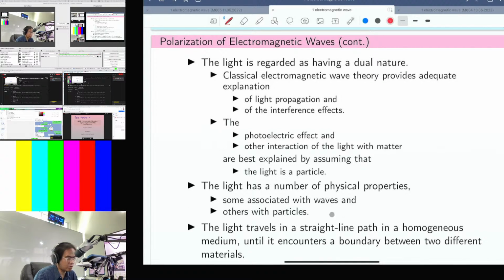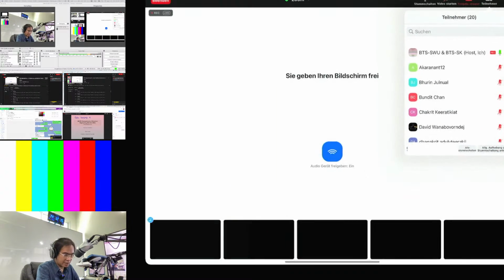The light has a number of physical properties, some associated with the wave and others with particles. So that's the dual nature of the light.